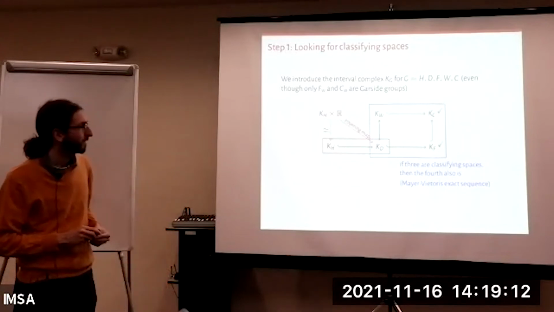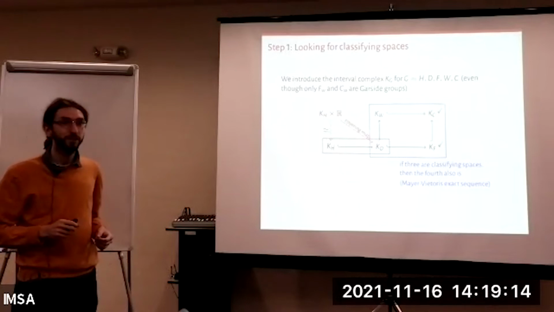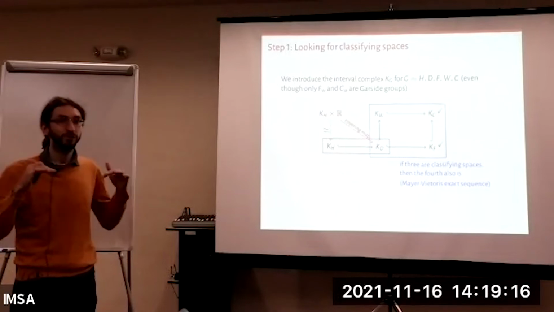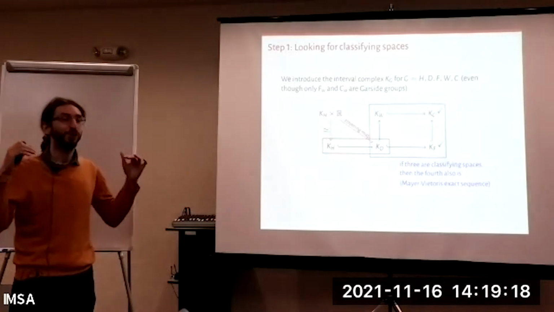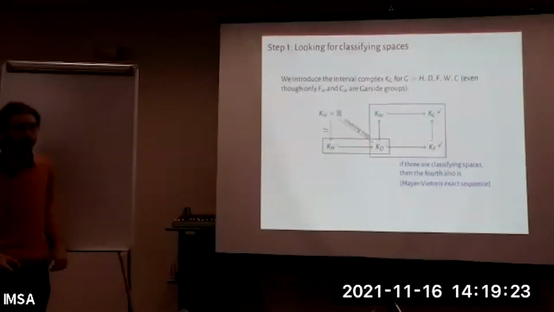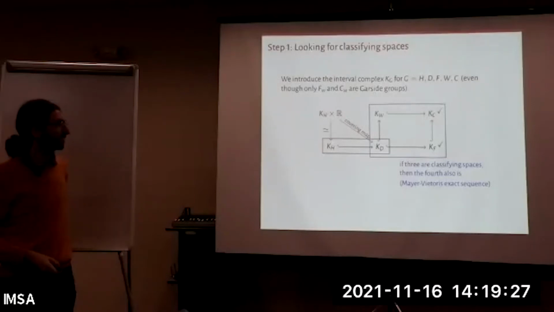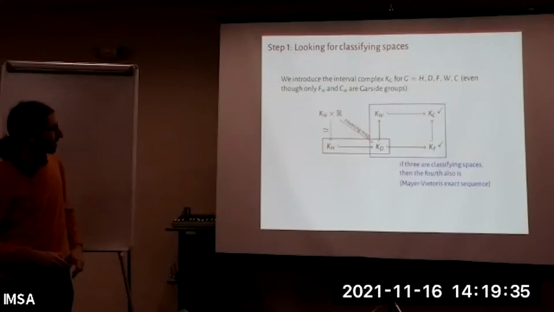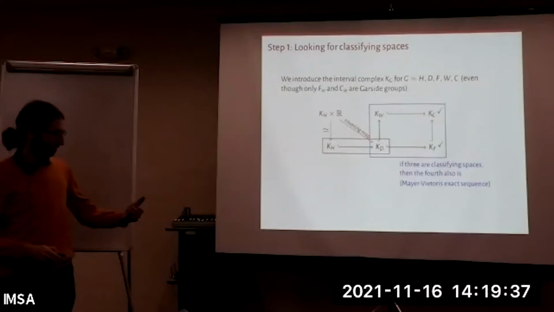So each of these is a classifying space if and only if the universal cover is contractible, if and only if the homology is trivial. Yes. So it's not particularly advanced. Yeah. So that's it.